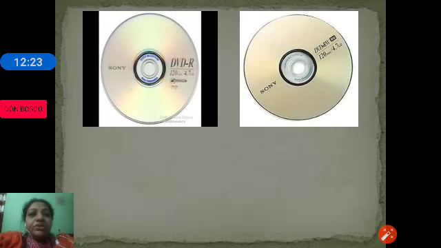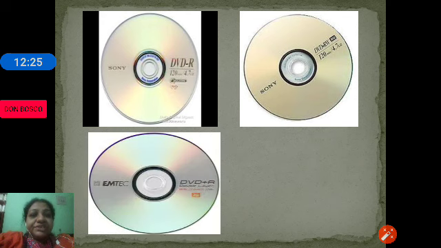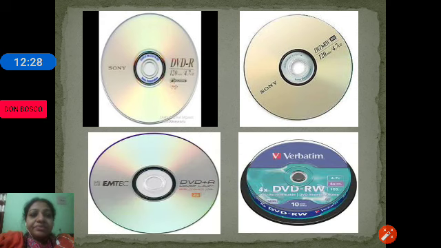So DVDs also come in different variations. So we have DVD-R, that means DVD recordable. DVD-RW, that is rewritable, that means you can erase the data, you can rewrite. In DVD-R only we can write the data. As you can see, the storage capacity is 4.7 GB. The advanced DVDs come in 16 GB of size. There are some variations, that is DVD-R, DVD plus R, DVD-RW.